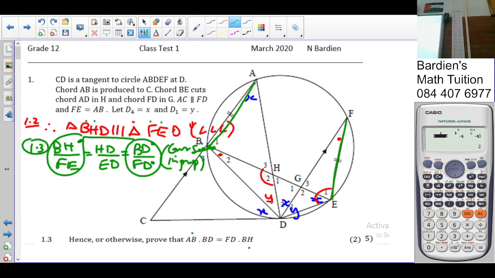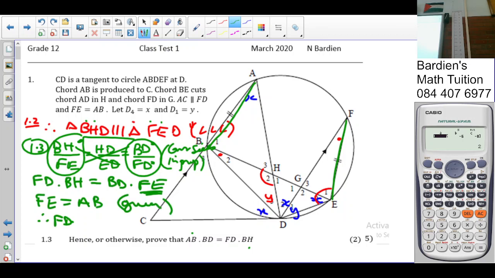Okay, so it's going to be FD, so let's cross multiply. So FD times BH is equal to BD times FE. But FE is the issue, not so? But we know from the diagram that FE is equal to AB. Why? It was given to us. Therefore, FD times BH is equal to AB times BD. Okay, 2 marks.